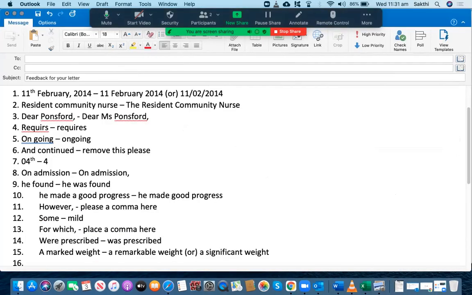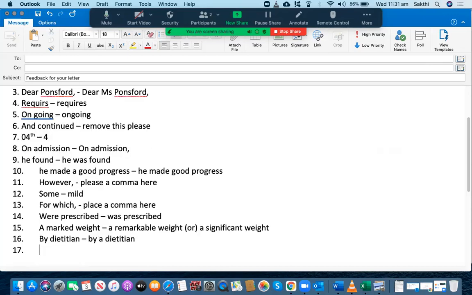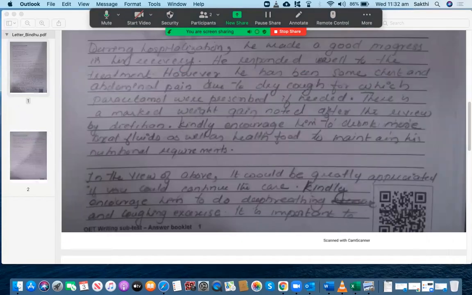Before all the occupations, you need to use an article. So "by dietitian" is wrong. By a dietitian, by an occupational therapist, by a physiotherapist, by a doctor, by a social worker, by a dentist. You have to use either a, an, or the in front of the name of an occupation.